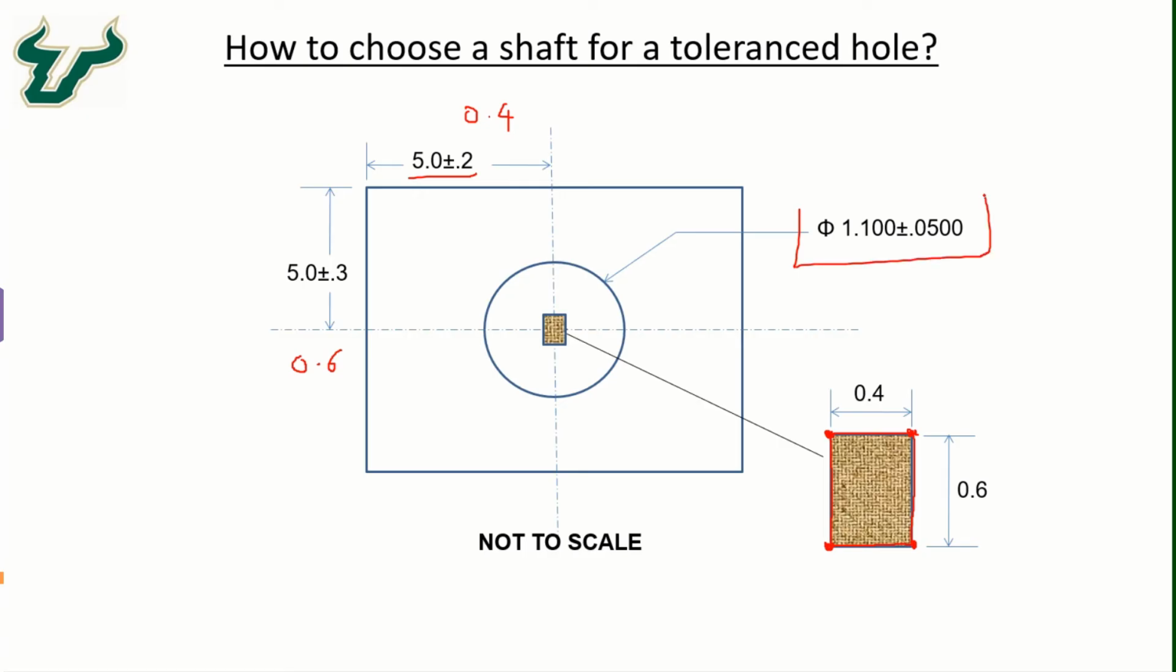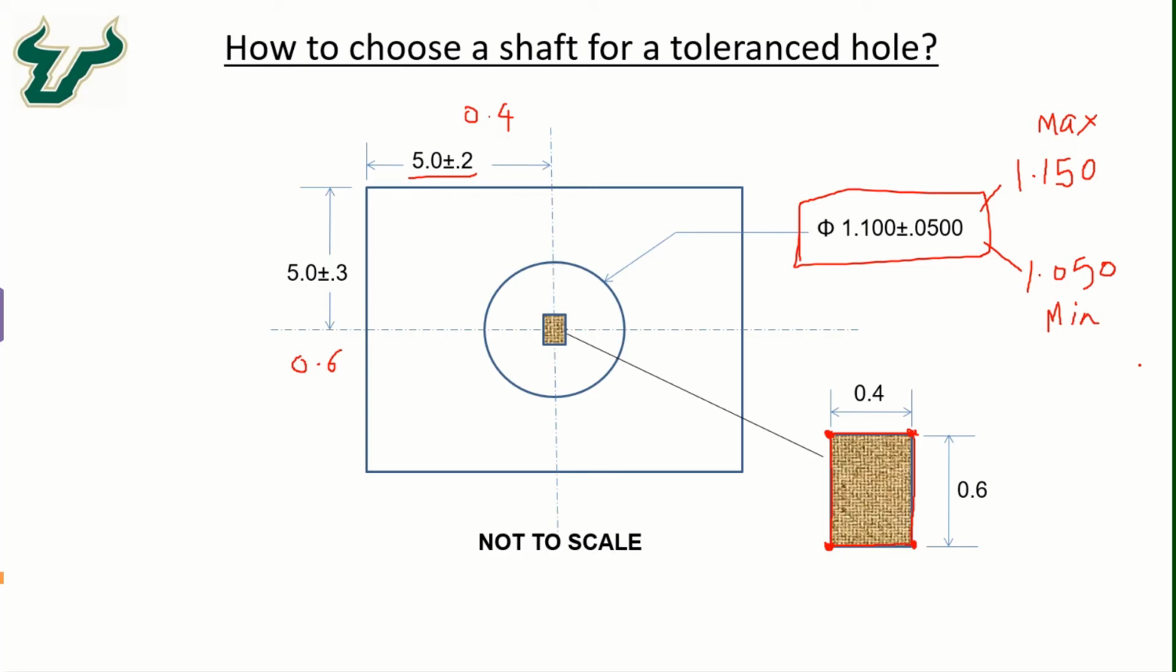In addition to that, we have the tolerances applied on the dimension of the hole as well, which is 1.100 plus minus 0.0500. So if we look at the maximum value of this hole that could be created, it would be 1.150, and the minimum value that could be created could be 1.050. Okay, so that's the maximum possible value of the hole that can be created, and the minimum possible value of the hole, which will be 1.050.